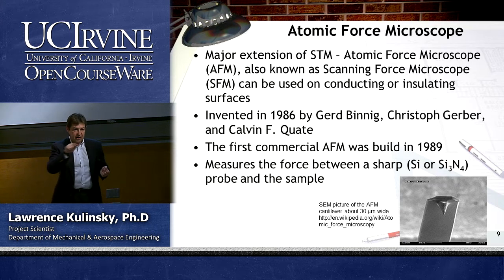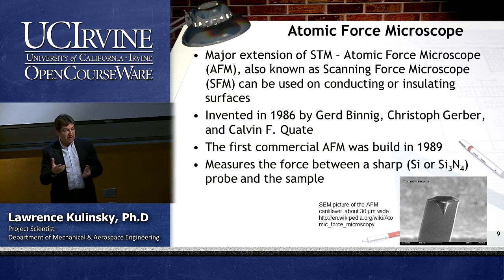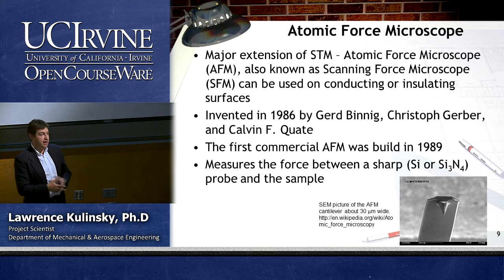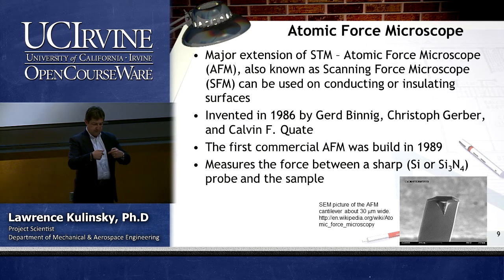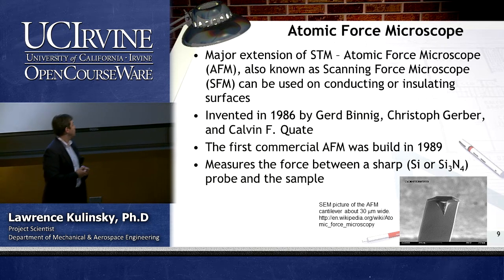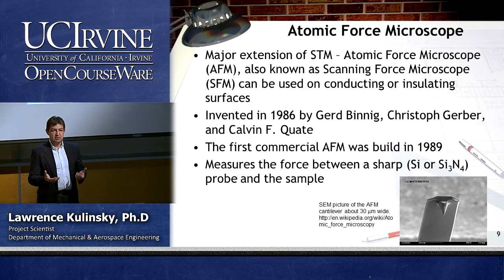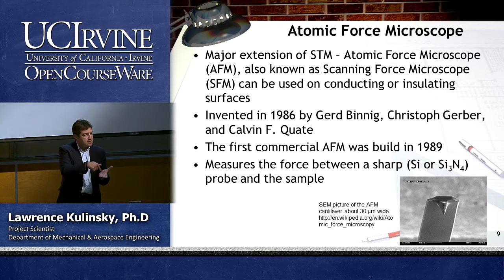It just goes up and down along the surface. So you don't really need to have a tunneling current. You don't need to have an electric feedback. You don't need vacuum. So it basically measures force between a very sharp tip, typically silicon or silicon nitride, and the surface. Well, if it measures forces, what kind of forces do we have between the surface and the tip?